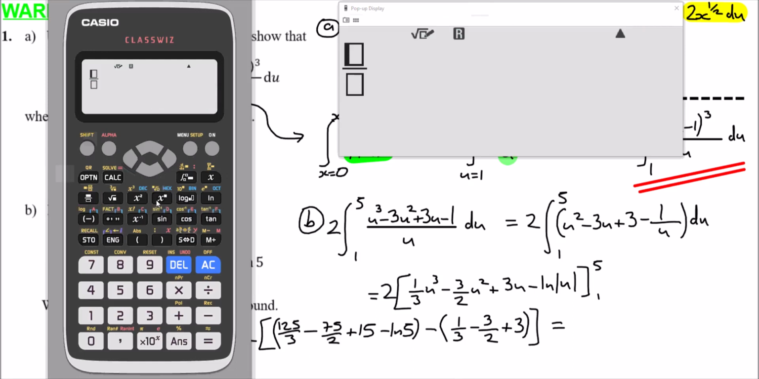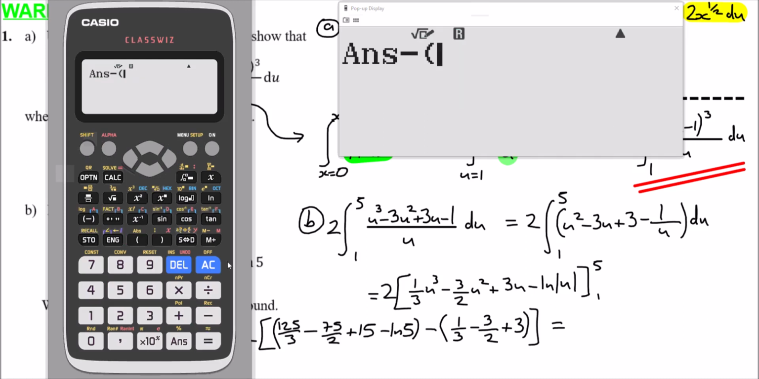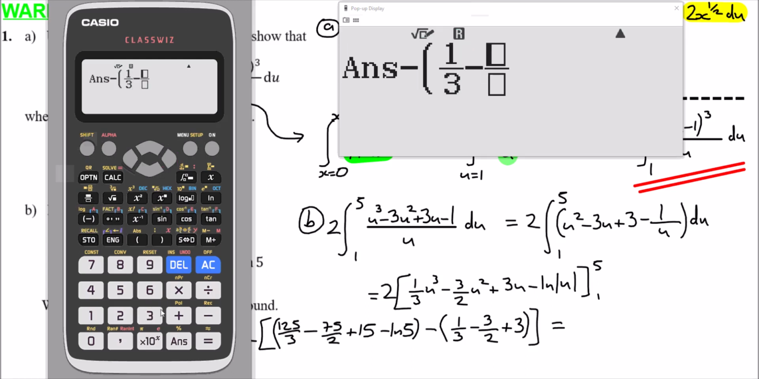So, first of all, we're going to have 125 over 3 minus 75 over 2 and plus 15 equals this. I'm going to minus off in this bracket here 1/3 minus 3 over 2 plus 3. And that gives 52 over 3.